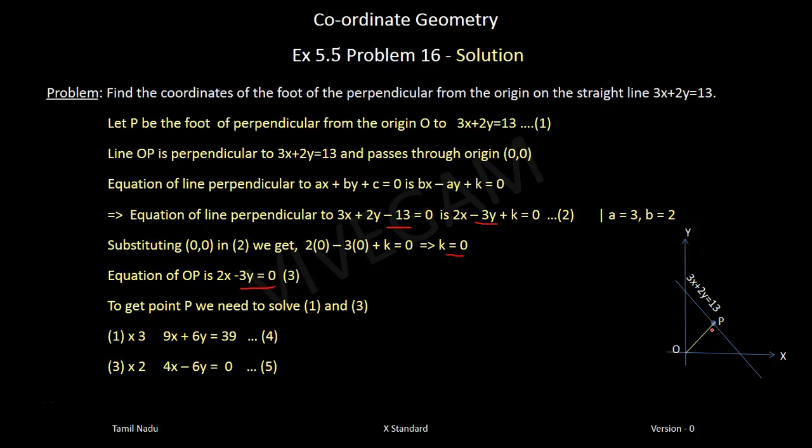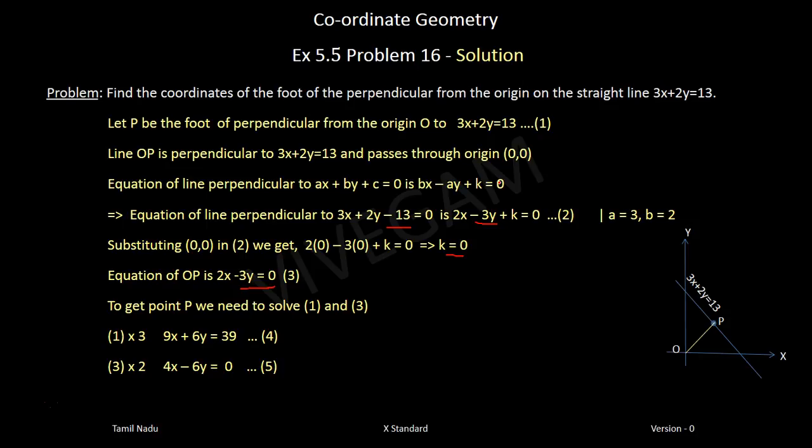Now you know the OP equation and you know this line. Solve these two equations to get the point P. So to get point P, we need to solve equation 3 and equation 1, right? You can solve it by multiplying equation 1 with 3 and equation 3 with 2, so that you will get the coefficient of y to be the same value.